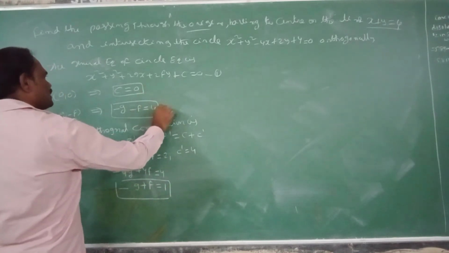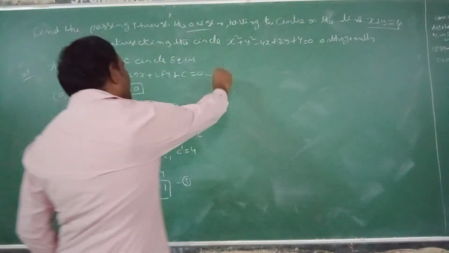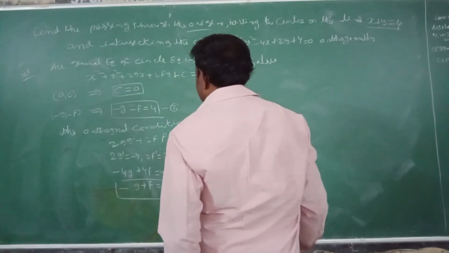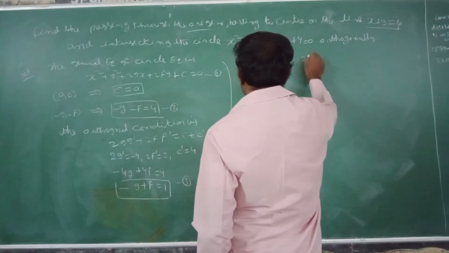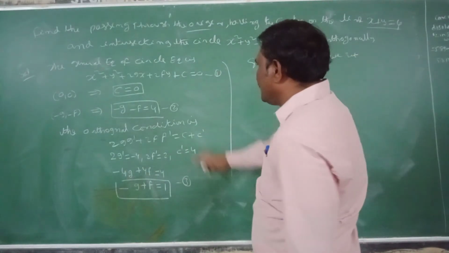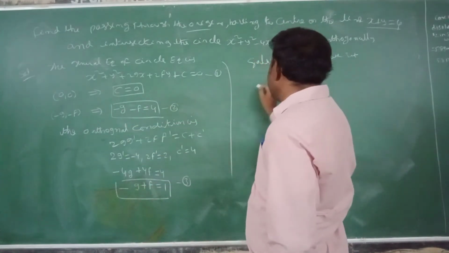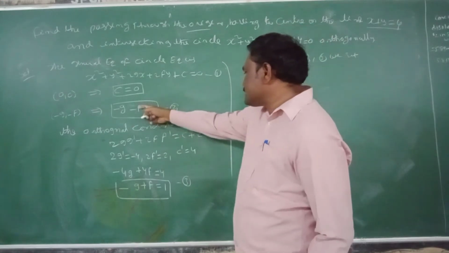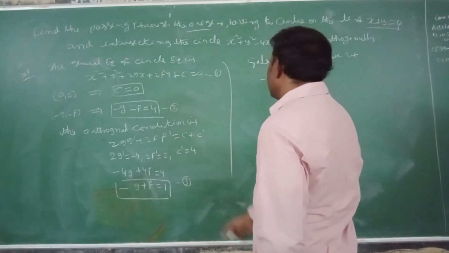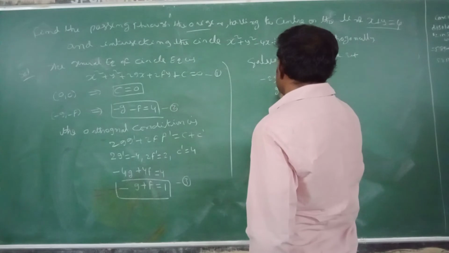This is the second equation, this is the third equation. Solving 2 and 3, we get minus 2z minus 4 plus 1... 5, minus 2z is equal to 5, z is equal to minus 5 by 2.